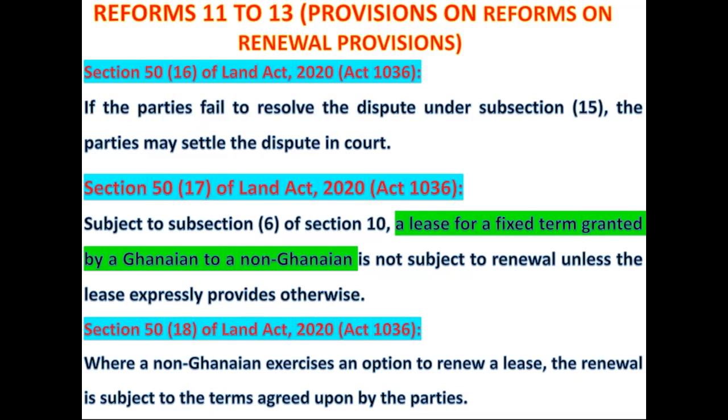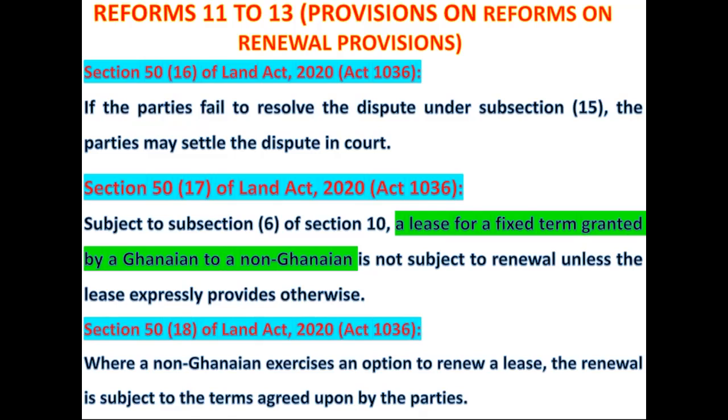You remember when I was giving you the different categories of the renewal, we looked at the renewal in respect of the lease by an indigent, one by a non-indigent, and the one in respect of a citizen of a public land. Look at section 50, subsection 17. It deals with Ghanaians and non-Ghanaians. It says, subject to subsection 6 of section 10, a lease for a fixed term granted by a Ghanaian to a non-Ghanaian is not subject to renewal unless the lease expressly provides otherwise.